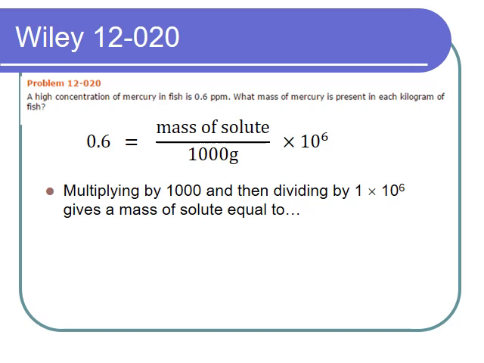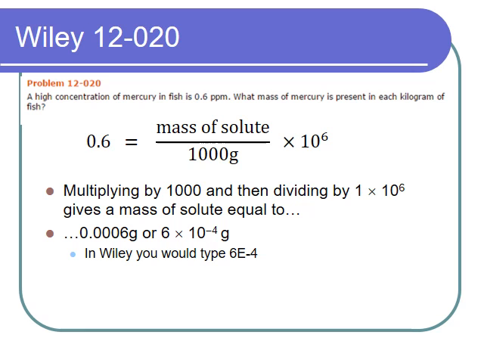You can also pause the video. I'm going to have an answer down, but you need to check it. Don't trust me. I get 0.0006 grams, or 6 times 10 to the minus 4. If you put this answer in Wiley, you can say 6e minus 4.